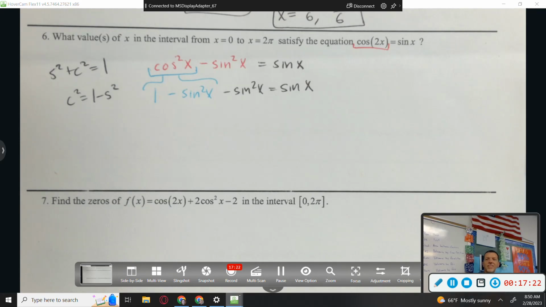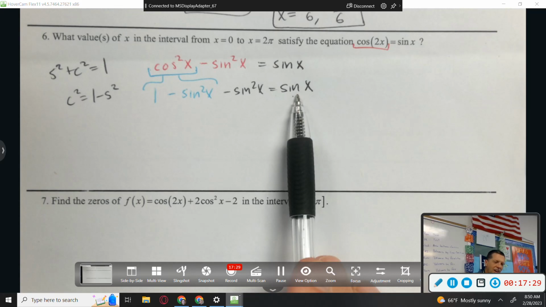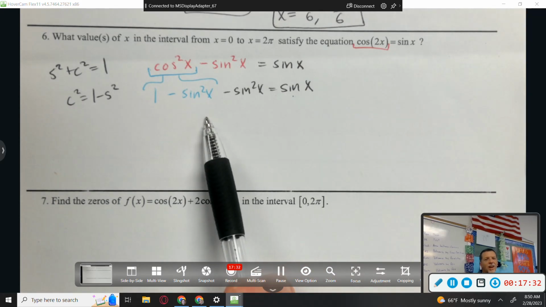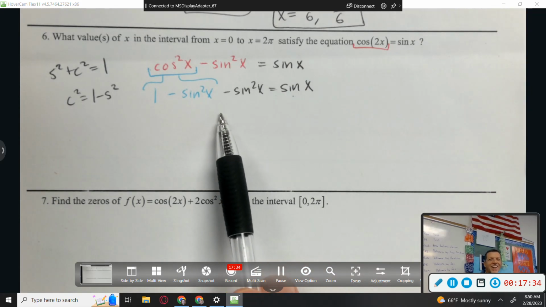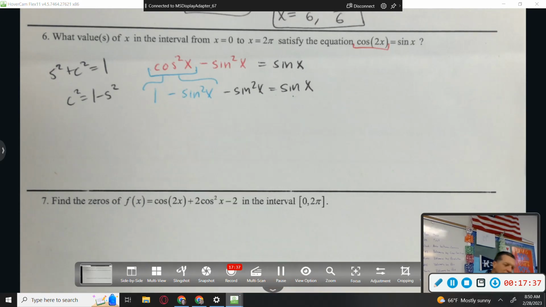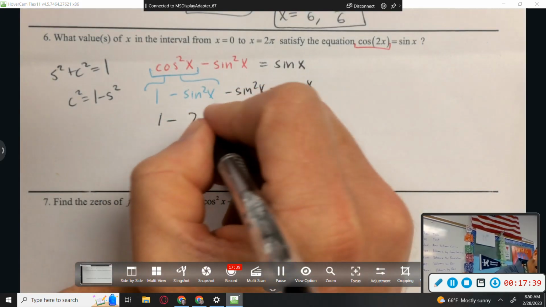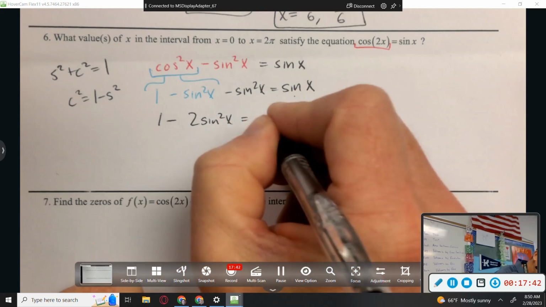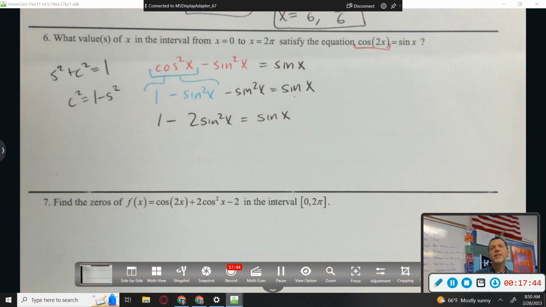What do you want to do next? You could subtract the sine to this side. But there's something better. There's a better way. Okay, let's combine like terms first. 1 minus 2 sine squared x equals sine of x. So Marcus, yes, I can move the sine over, and that would be, in one sense, the shortest thing to do, because it would only involve one movement. But there's something better to do if we think about what's coming next.